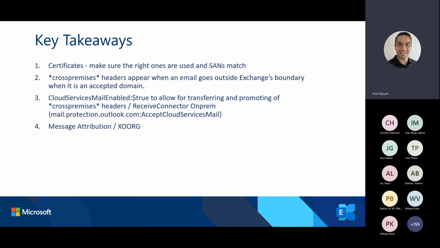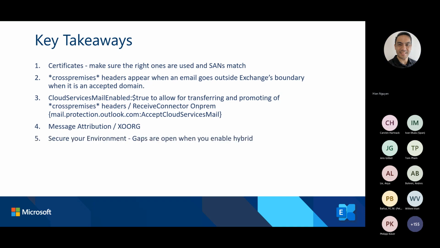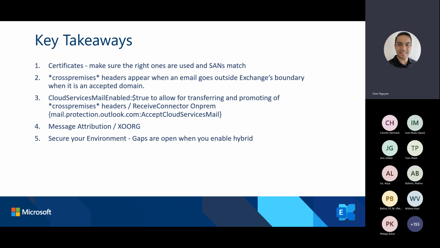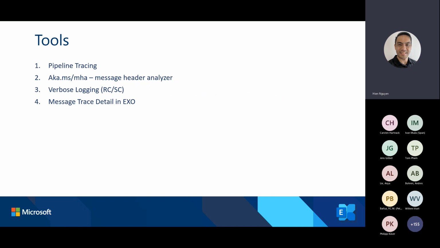Message attribution and understanding what Xorg does. Secure your environment. Gaps are open when you enable hybrid. It's relatively an easy fix with transport rules. And tools: pipeline tracing, as I enabled in my environment; the message header analyzer tool, which the majority of Exchange admins would have used; verbose logging to have a look at what's happening in the SMTP communications in the receive and send connector; and message trace detail in Xorg.